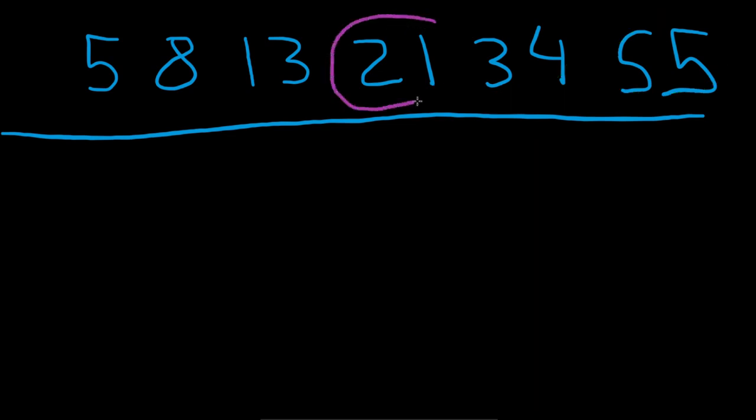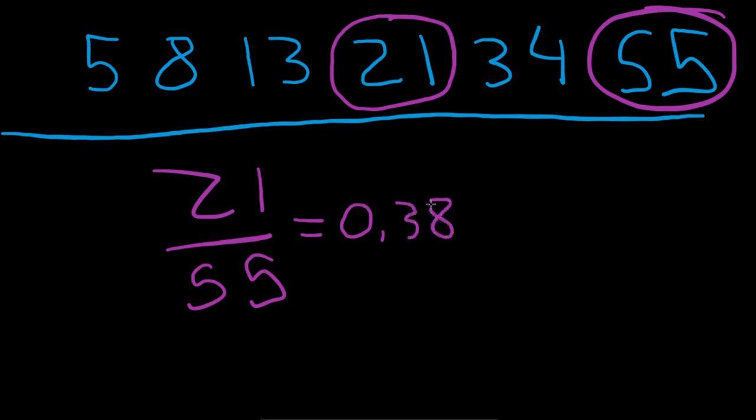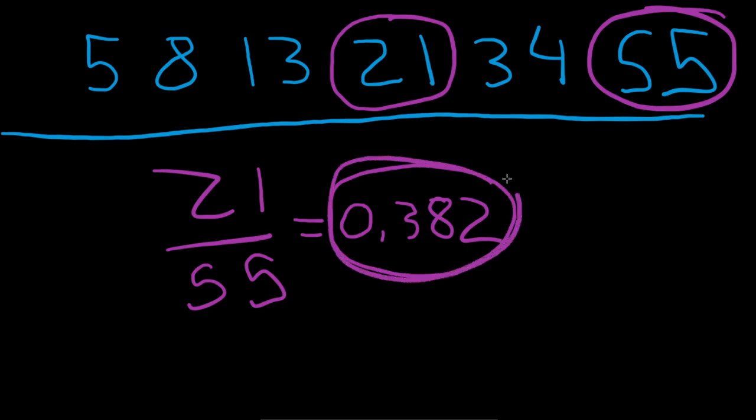Let's take this 21 and divide by 55. What happens then? So 21 divided by 55. Let's see what ratio we got here. Well, this looks to be around 0.382. And this one also feels a bit familiar here, right? Let's jump back into the chart and see if we remember these numbers.